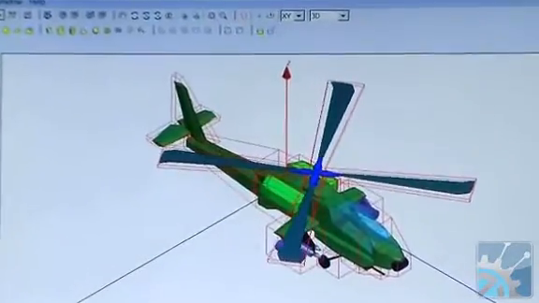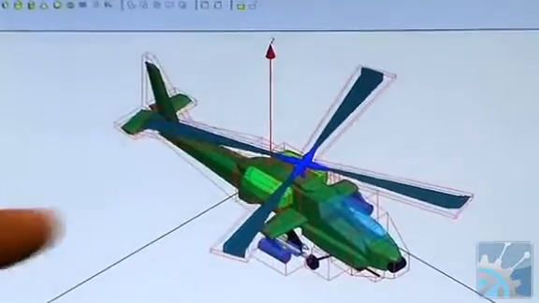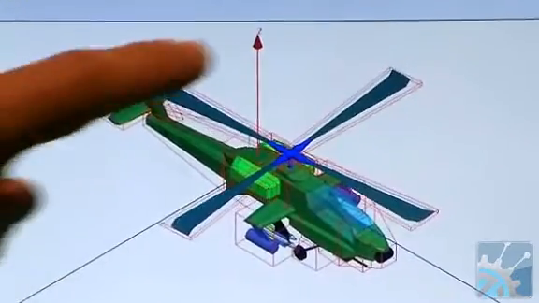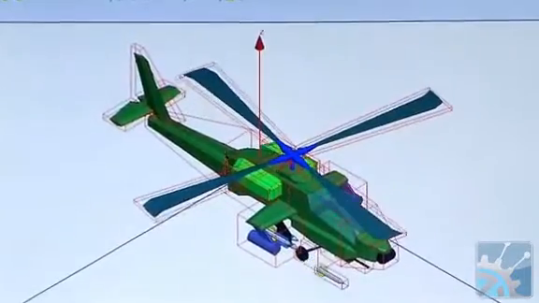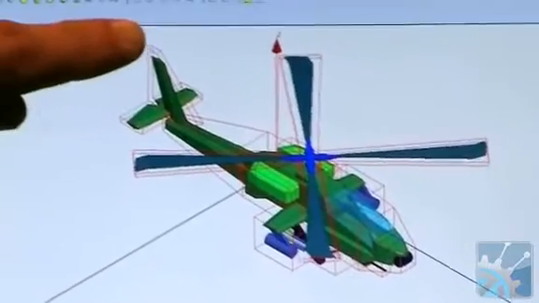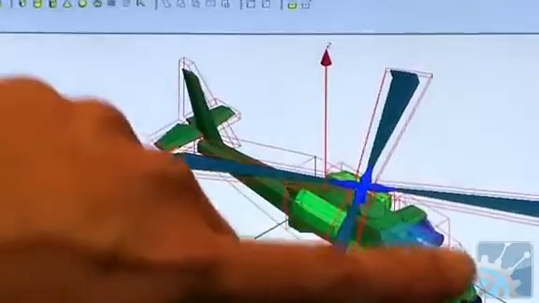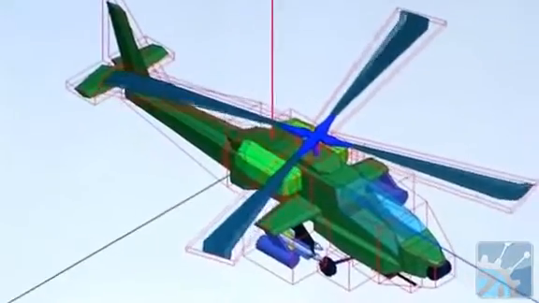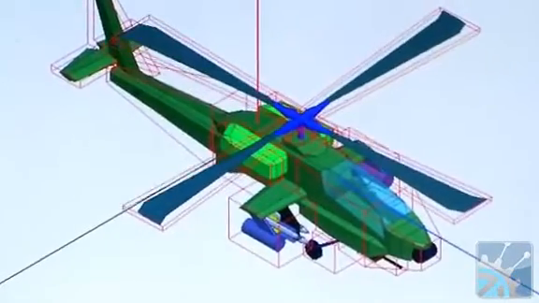In this example here, what we're looking at is a helicopter with a parametric study of the rotating blades of the helicopter. And if you look closely, you can see this red wireframe box that sort of conforms very closely to the rough outline of the helicopter.